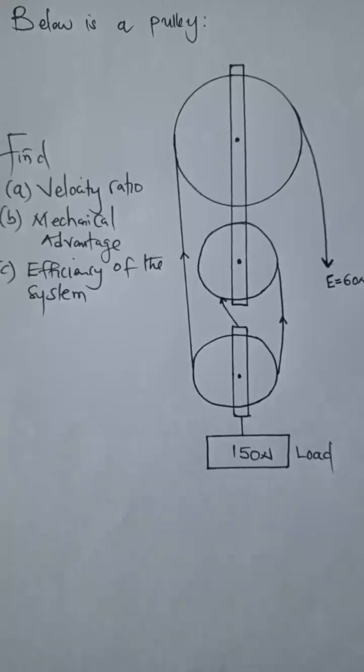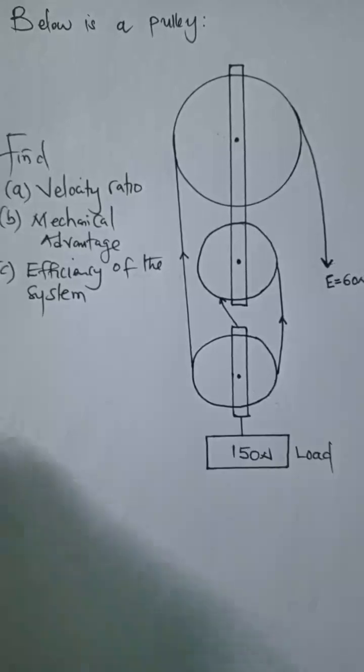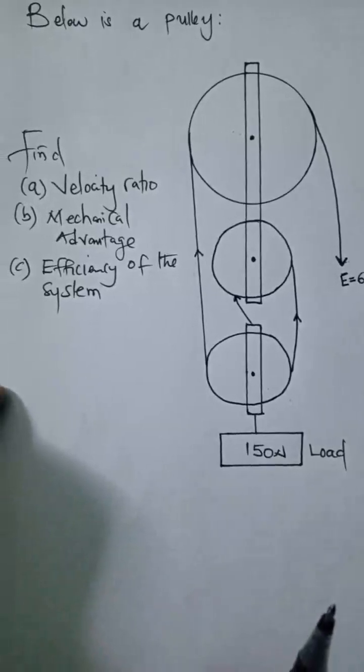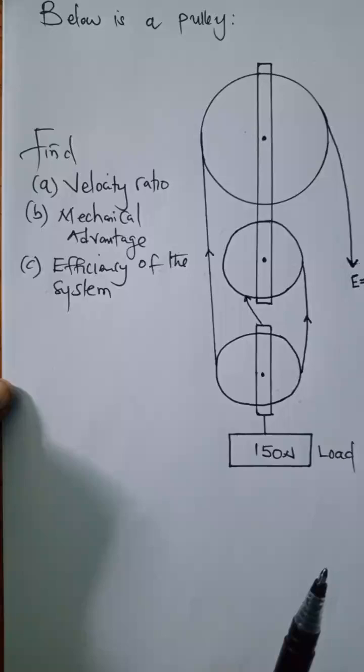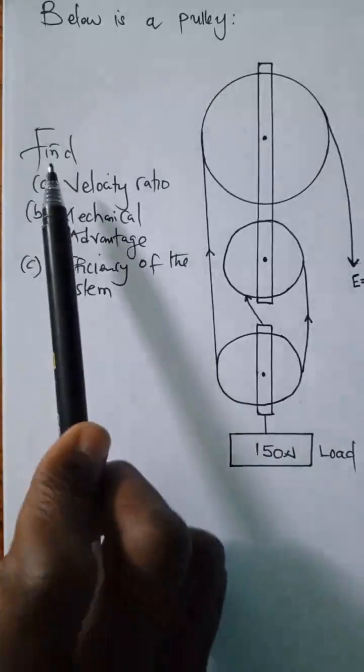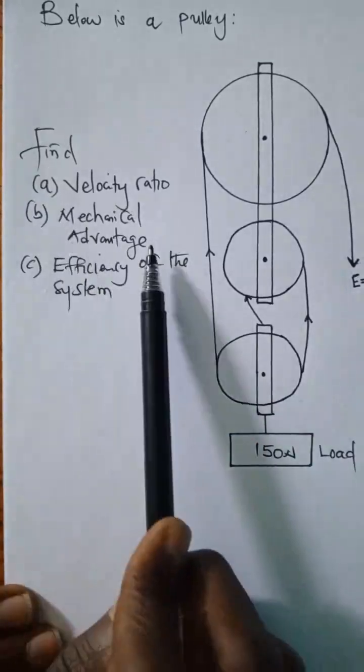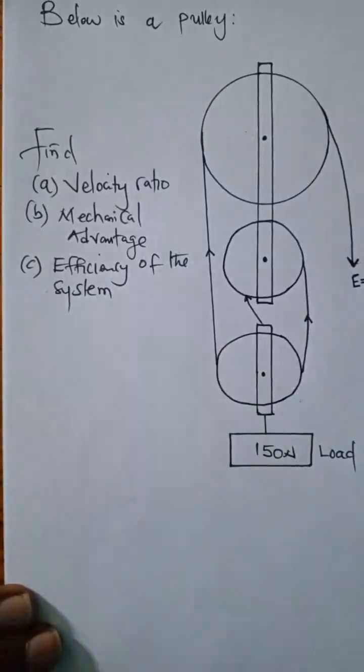Okay, so let's tackle this question, ladies and gentlemen. It says below is a pulley. So this is a pulley system, and we have three questions. It says find the velocity ratio, mechanical advantage, and the efficiency of the system.